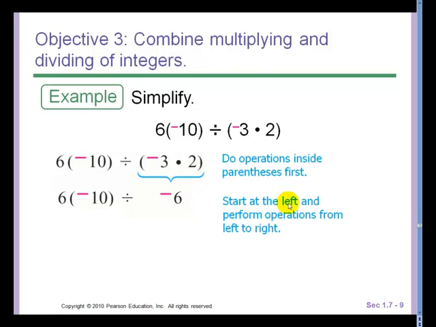Now we start at the left and perform operations from left to right. 6 times negative 10 is negative 60. Copy down the things we didn't use. And negative 60 divided by negative 6 is a positive 10.